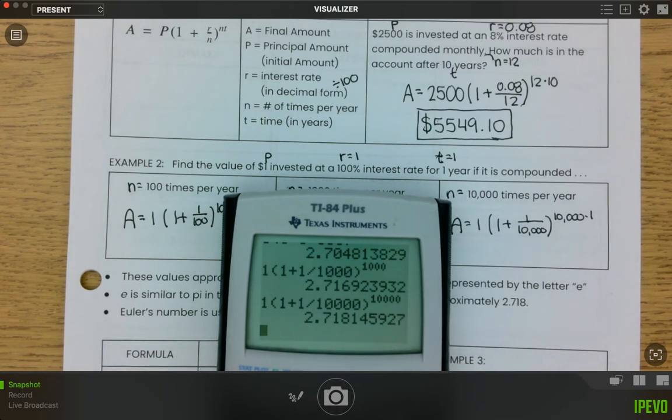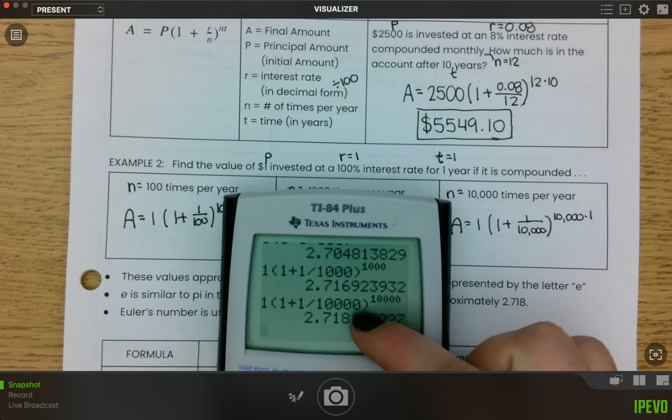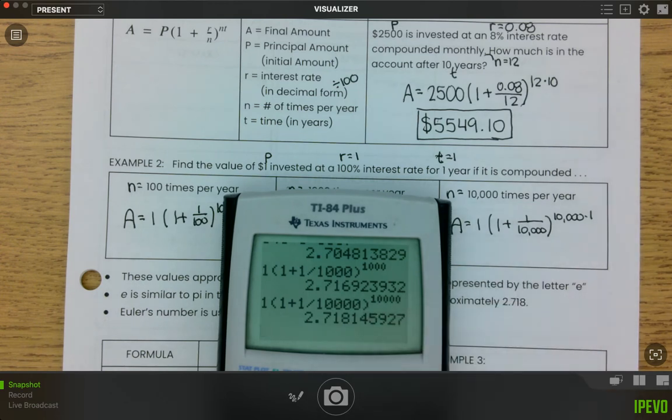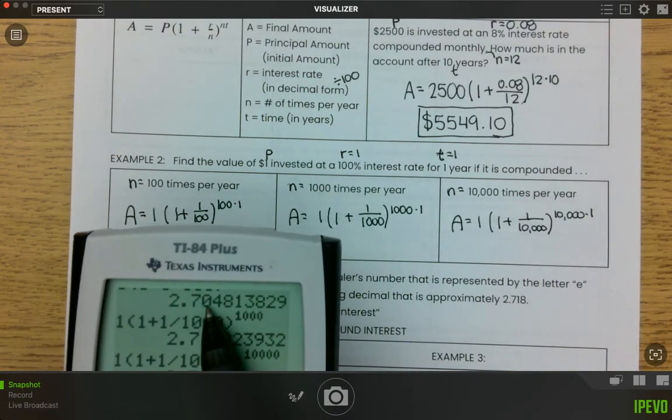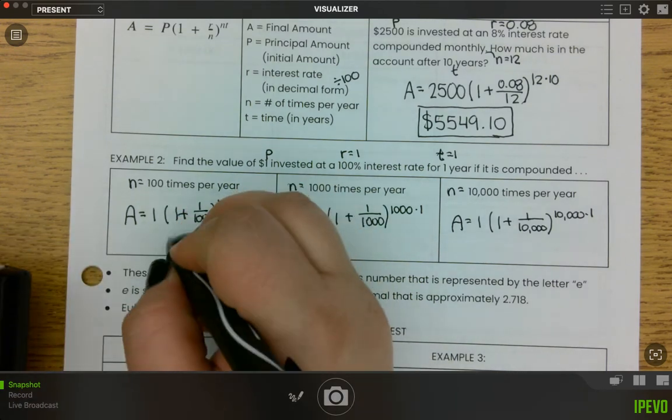Now you might be like, Mrs. McFadden, why are we doing so many of these zeros? Because I want to show you what happens as the number of times per year starts getting really high. Like 10,000 times a year is a lot. And what happens is we have 2.70, we're going to turn this into a 5.